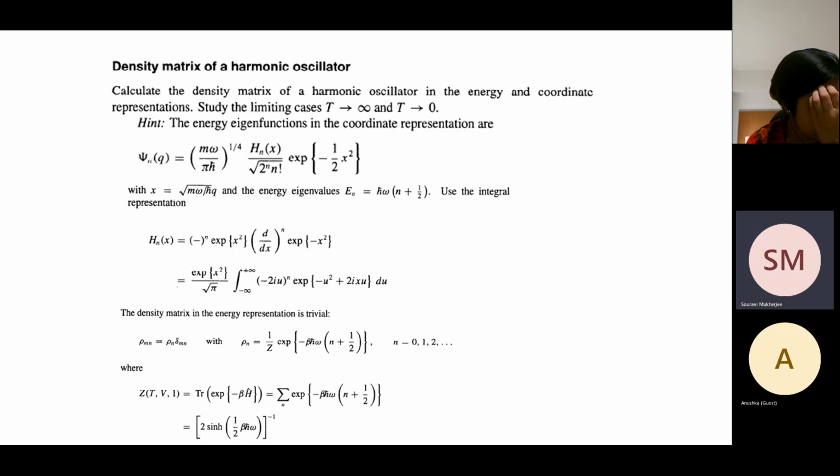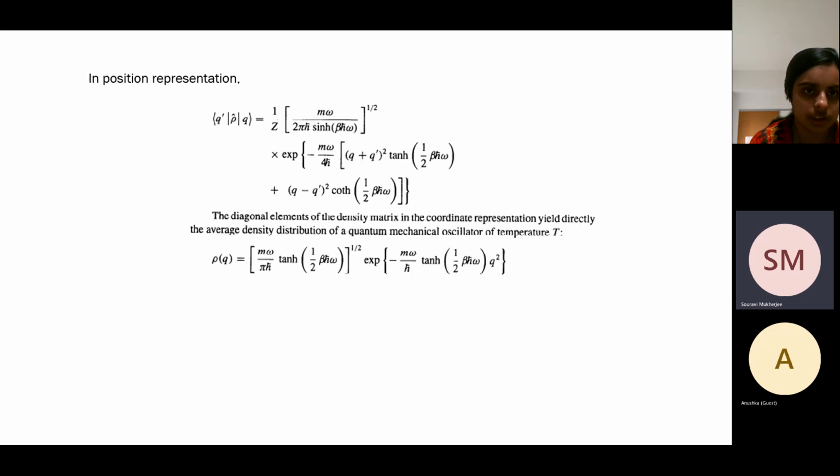What is given in the question is that you have to write it in the position representation. In the position representation, you get something like this. It's a very lengthy derivation. If you look at some standard books like Pathria, actually any standard book, they'll give you this entire derivation. It's very difficult to solve line by line now.